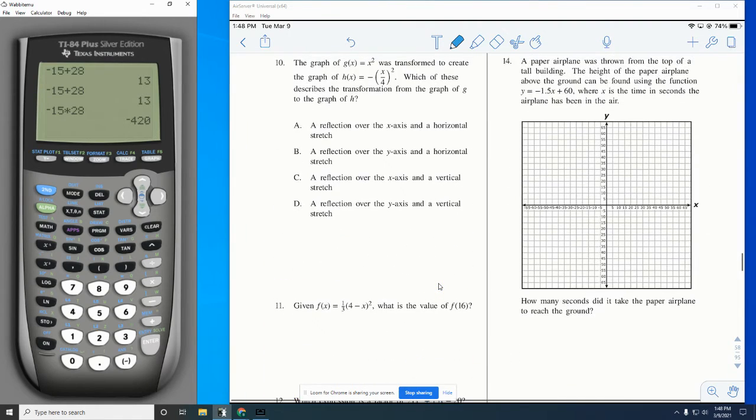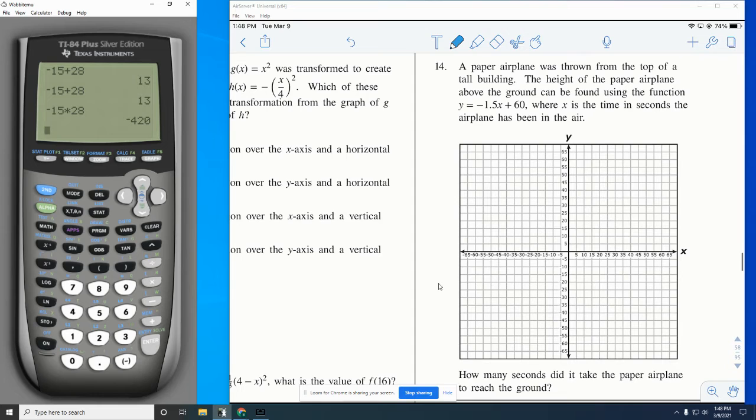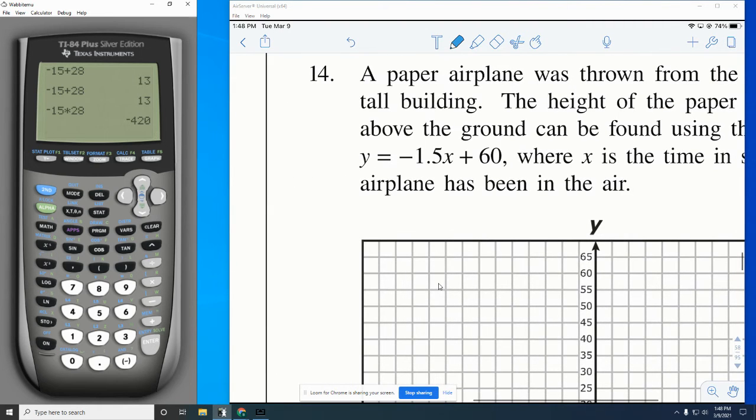On this same page, we're going to look at number 14. A paper airplane was thrown from the top of a tall building. The height of the paper airplane above the ground can be found by this function, where x is the time in seconds that the airplane has been in the air. How many seconds does it take the paper airplane to reach the ground? So if x is the time that has elapsed, they are asking me, where is this going to equal 0?